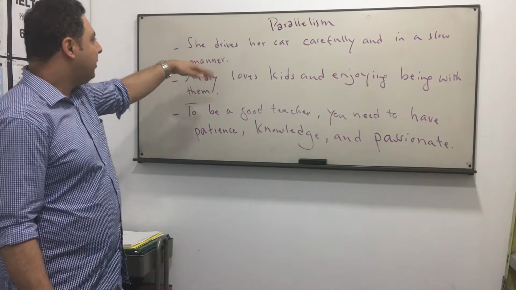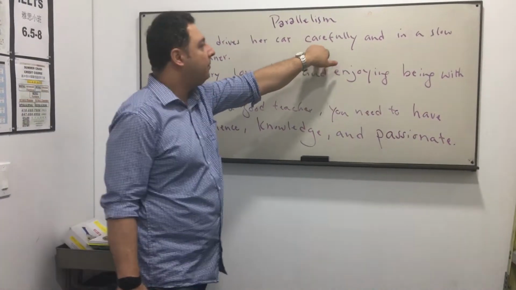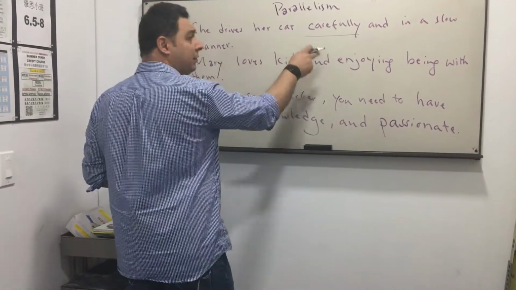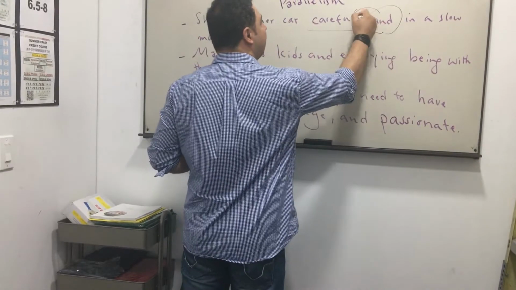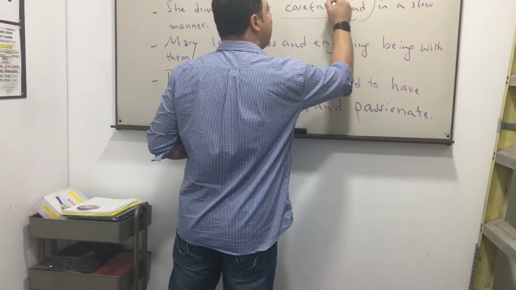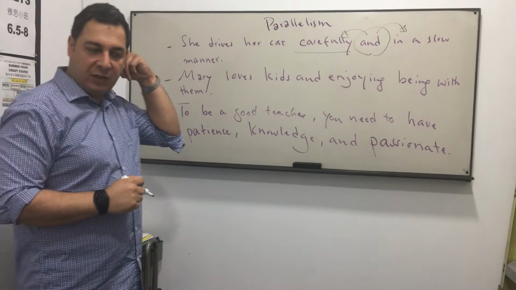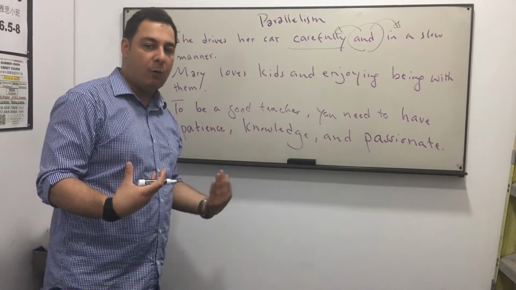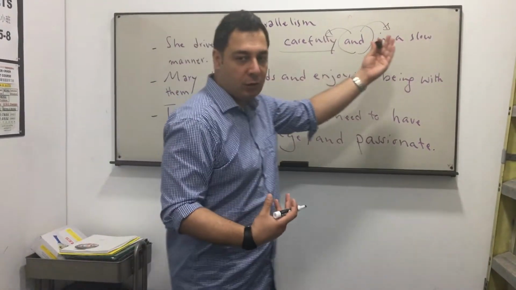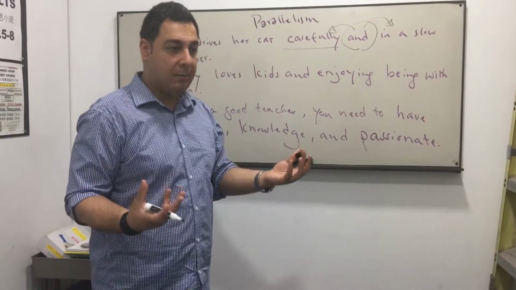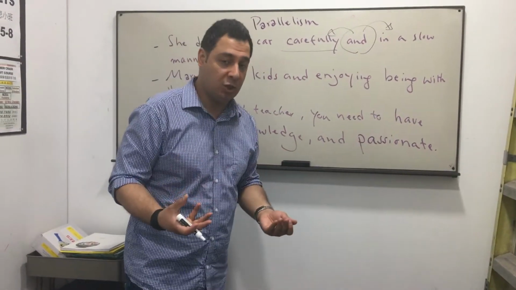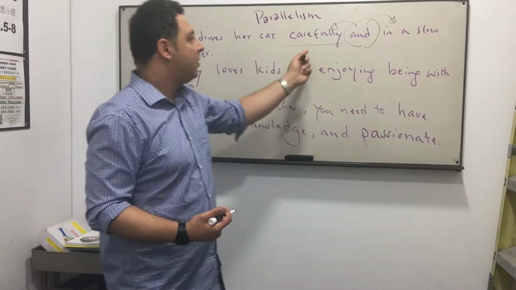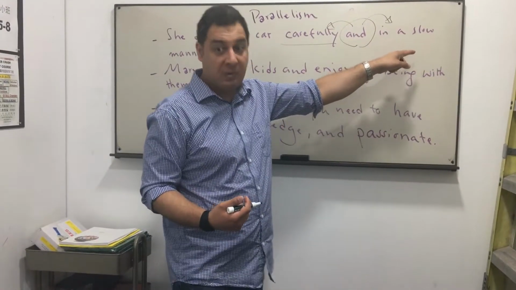So take a look at this sentence. She drives her car carefully and in a slow manner. So we have an adverb here, and we have and. Because of the conjunction and, the words appearing before and after and have to be parallel, meaning they have to follow the same part of speech. For example, what do we have here? It's an adverb. Very good. So the following word should be an adverb too.